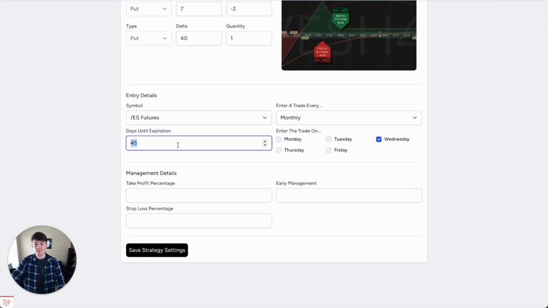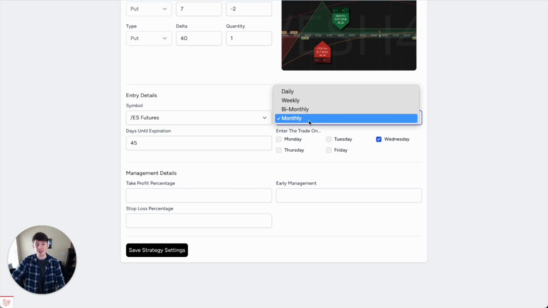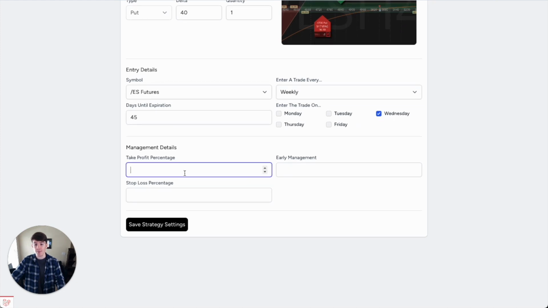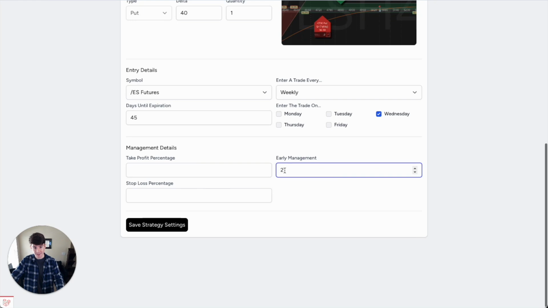Then I'm going to do the 45 days until expiration instead of doing monthly, which is what you kind of want hedges to be, because this assumes that you're putting this on for a hedge. Then I go weekly on Wednesday. And then again, I'm going to have no stop losses, no take profit. I could do an early management at 21 days. That might help too.